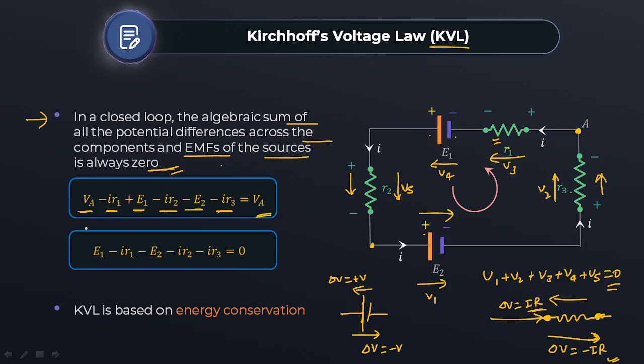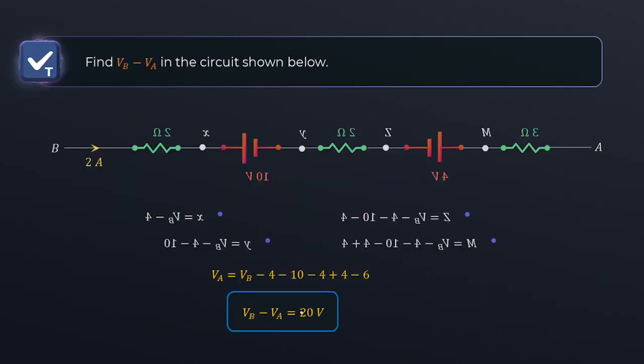So now we can simplify. VA we can cancel. So now we have E1 minus IR1 plus minus E2 minus IR2 minus IR3, that is equal to 0. Now what is it based on? It is based on the conservation of energy. Simple. So let us solve one question.